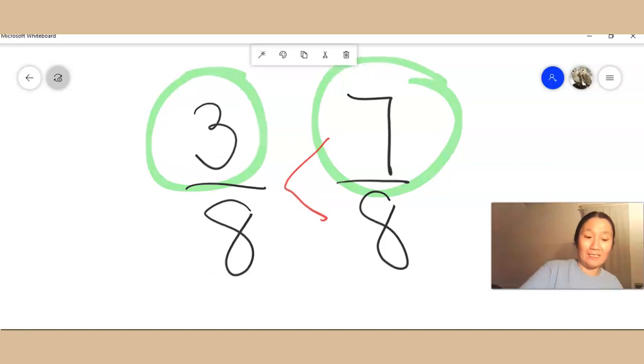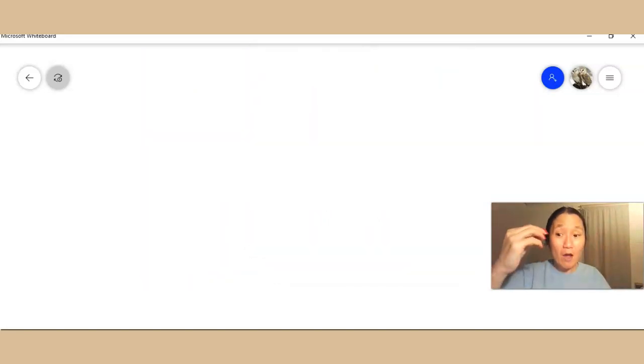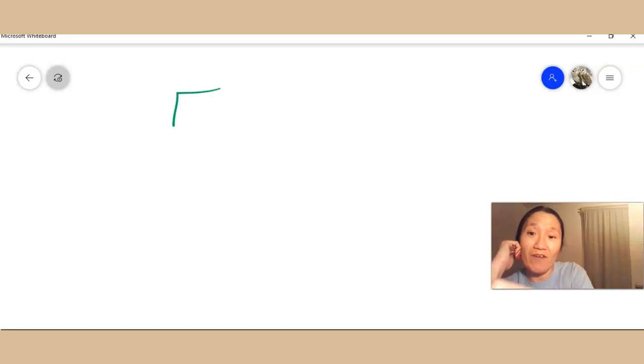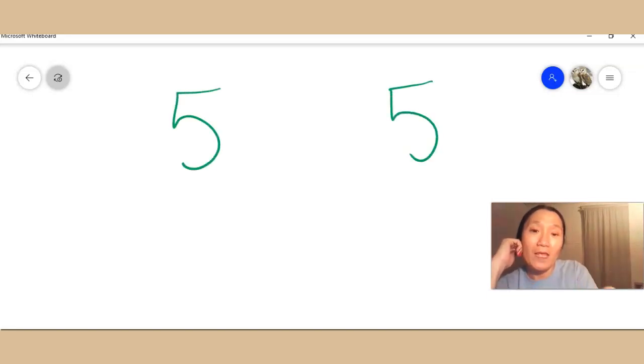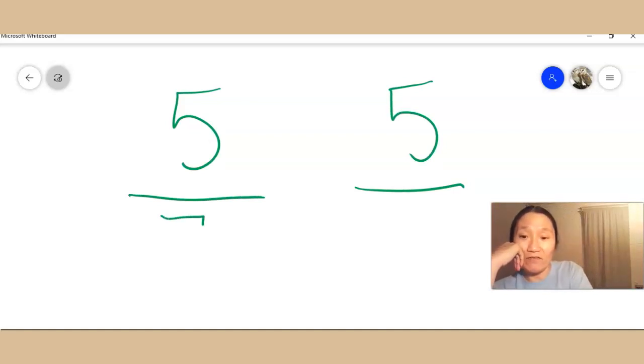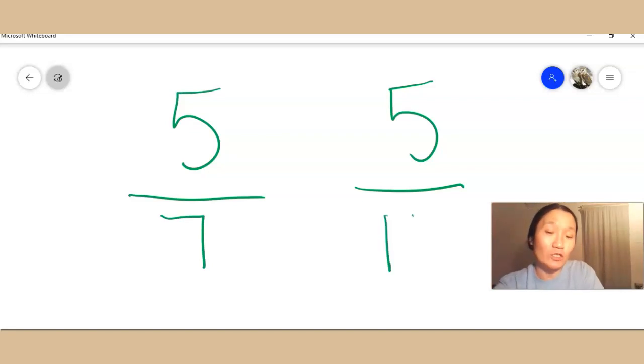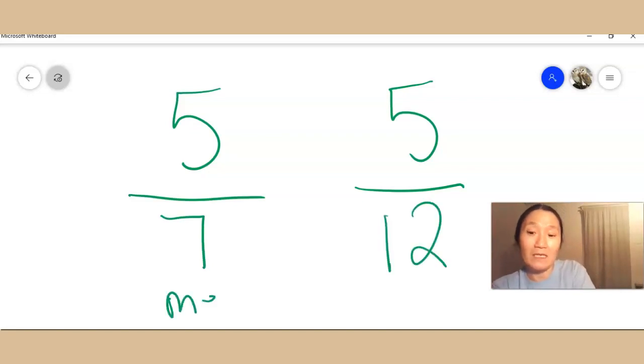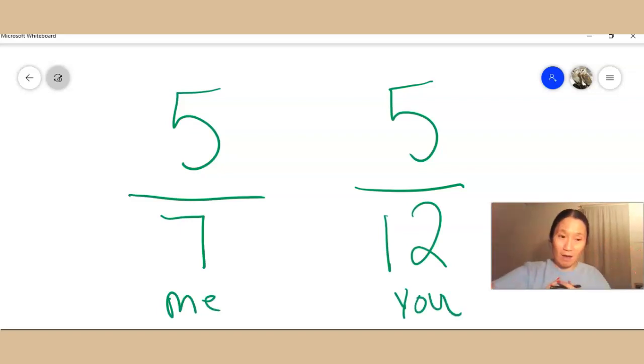Now, we're going to look at a situation that's a little different. Now we're going to look at fractions that match on top but have different bottoms. So, if we have fractions that said 5 here, 5 here, and we are at a party, and I invited 7 friends, and you invited 12 friends, so this is me, and this is you. You have more friends than I do.